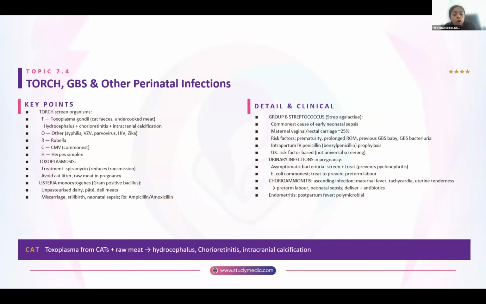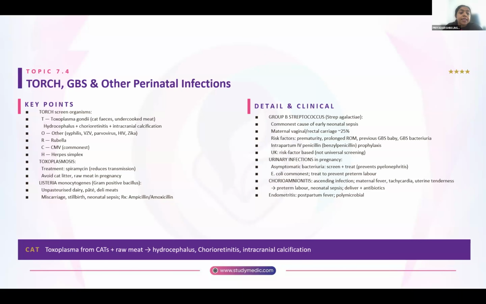If they say the woman has got some pets, she has taken food outside, then you have to remember it is TORCH for Toxoplasma. The baby can have hydrocephalus, chorioretinitis, and intracranial calcifications. O stands for others like syphilis, varicella zoster, parvovirus, HIV, and Zika. R is for rubella, and C is for CMV, and H is for herpes simplex. So this is what TORCH stands for.